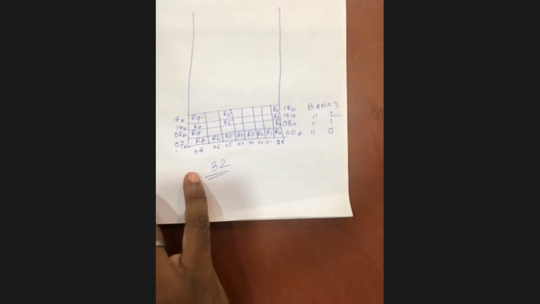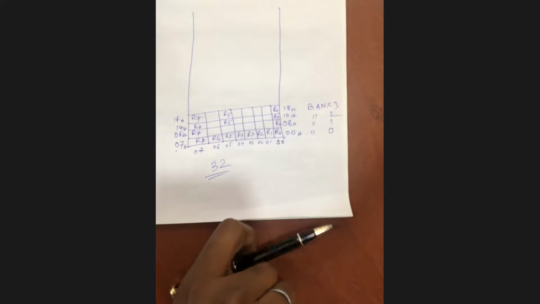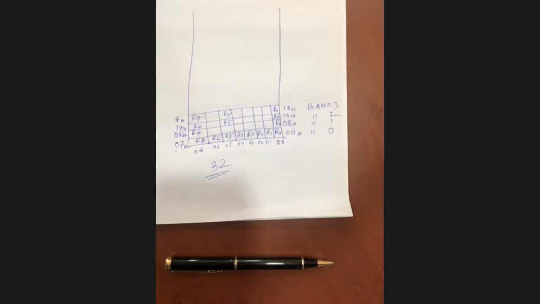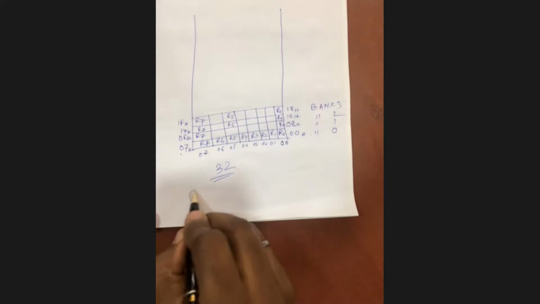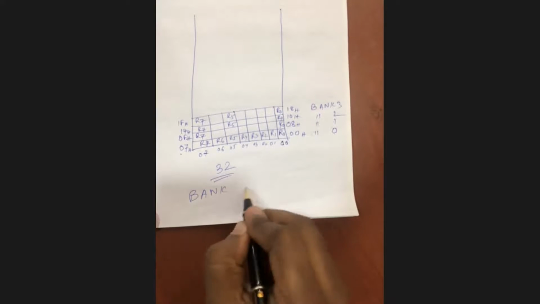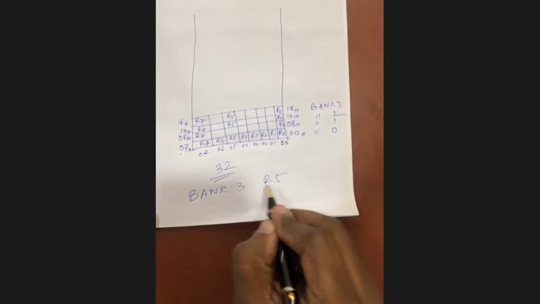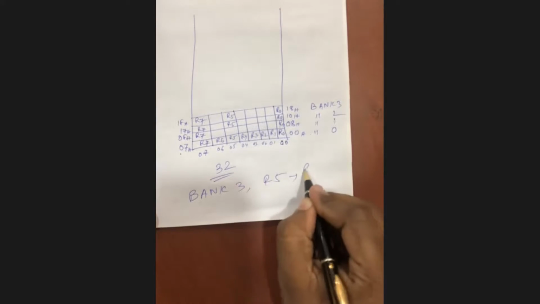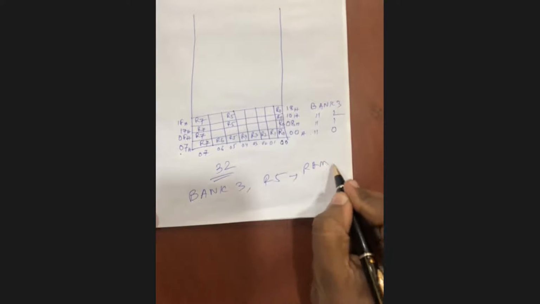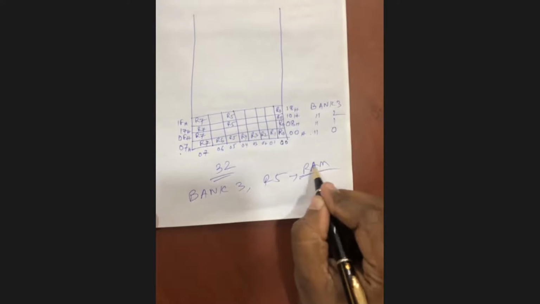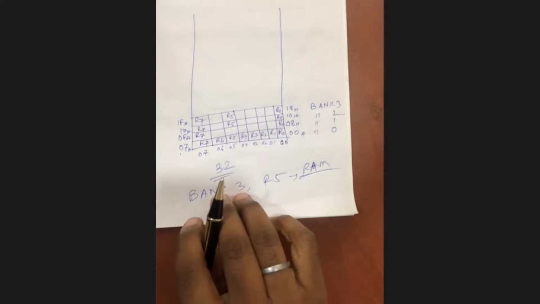Is it clear to everyone? Now, questions will be coming. Bank 3, R5 register. What are the RAM locations?